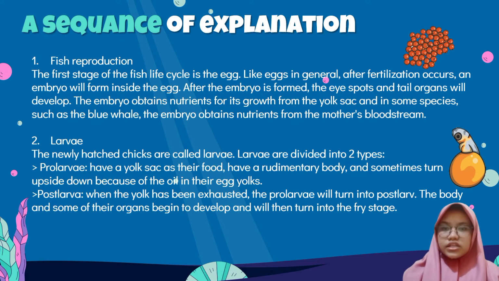The second stage is larvae. Larvae are divided into two types. The first one is prolarvae. Prolarvae have a yolk sac as their food, have a rudimentary body, and sometimes turn upside down because of the oil in their egg yolks. The second one is postlarvae. When the yolk has been exhausted, the prolarvae will turn into postlarvae. The body and some of their organs begin to develop, and they will turn into the fry stage.